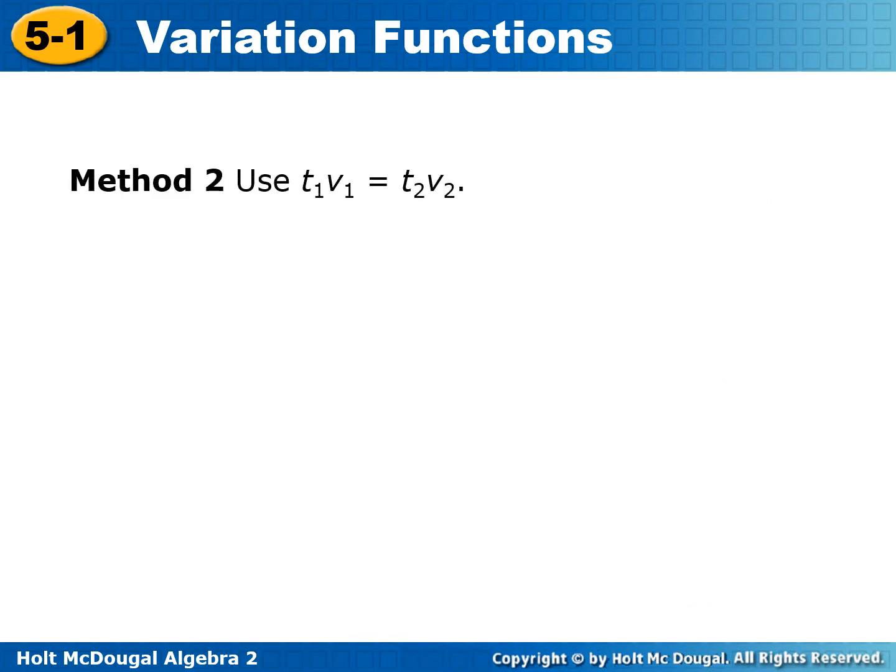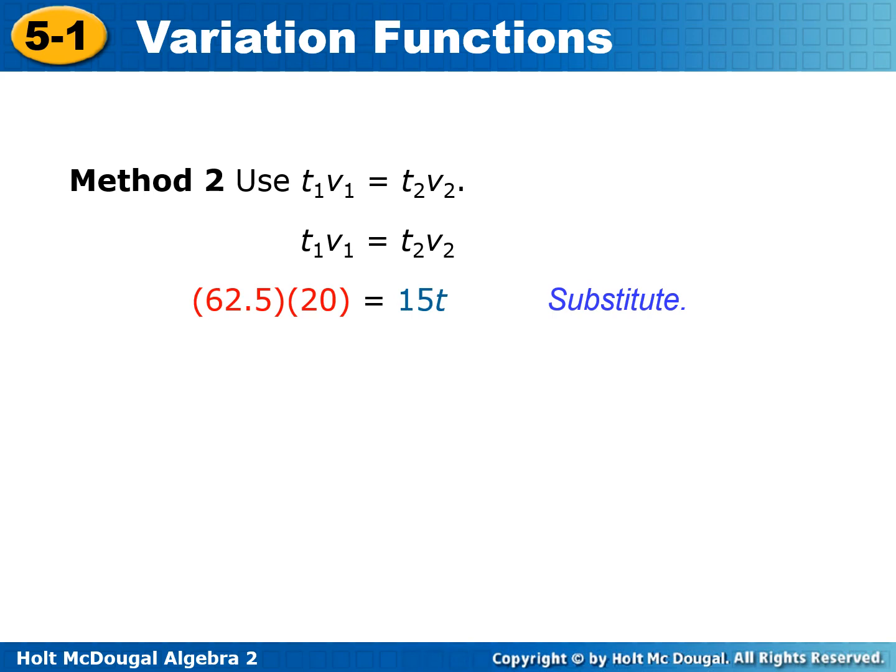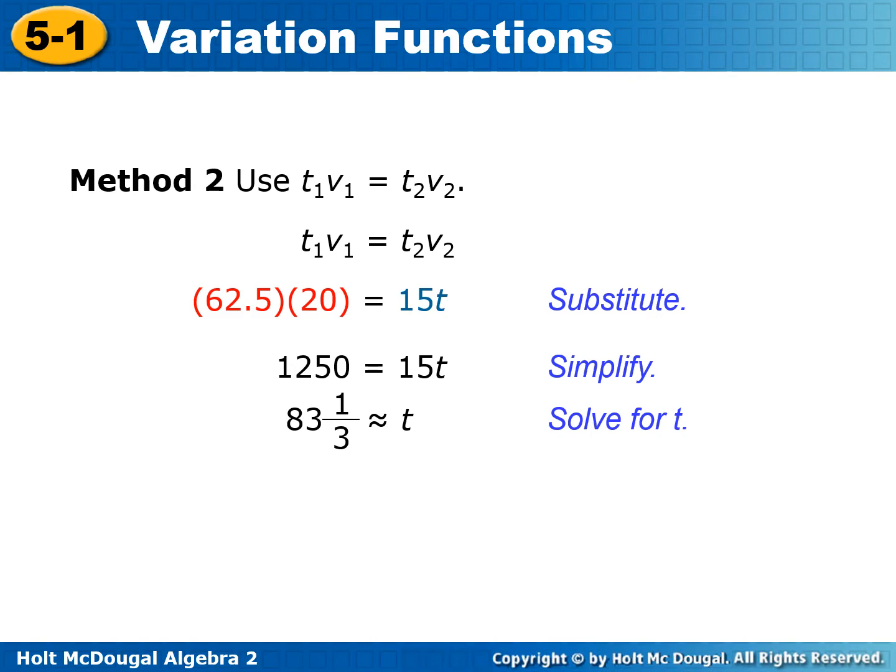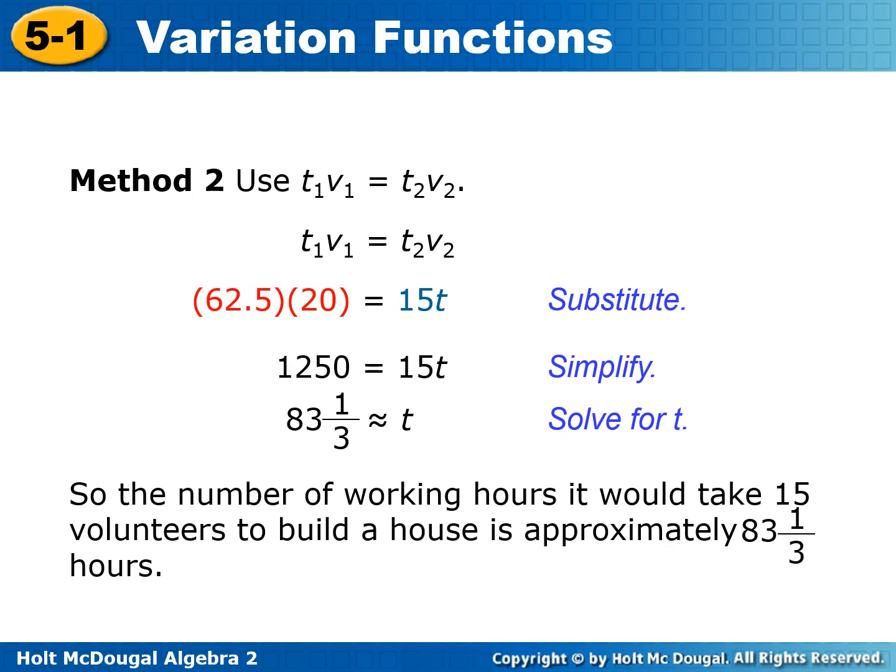And then using method 2, using the ratio and proportion, so we are going to substitute all the values, and then we are going to multiply 62.5 times 20, which is equal to 1,250, then divide both sides by 15. So t equals 83 and 1/3 hours. So in here, the number of working hours it would take for 15 volunteers to build a house is approximately 83 and 1/3 hours.